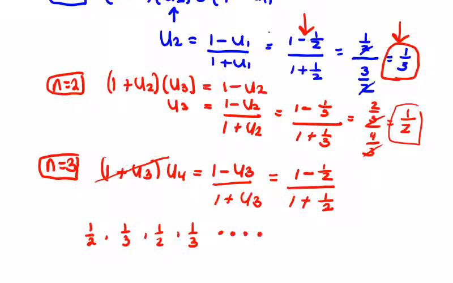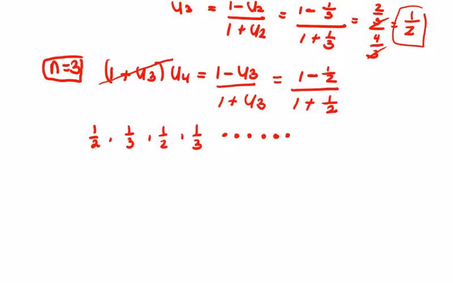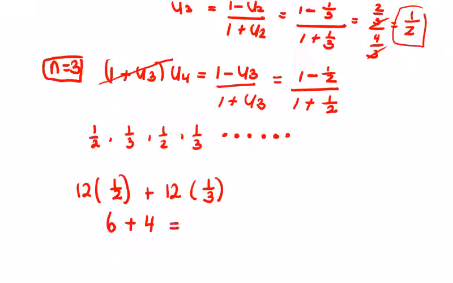And we're asked to find the sum of the first 24. So 12 of them will be a half, and 12 of them will be a third. 12 times a half is 6. 12 times a third is 4. The sum of the first 24, maybe we should write S24, is equal to 6 plus 4, which is equal to 10.